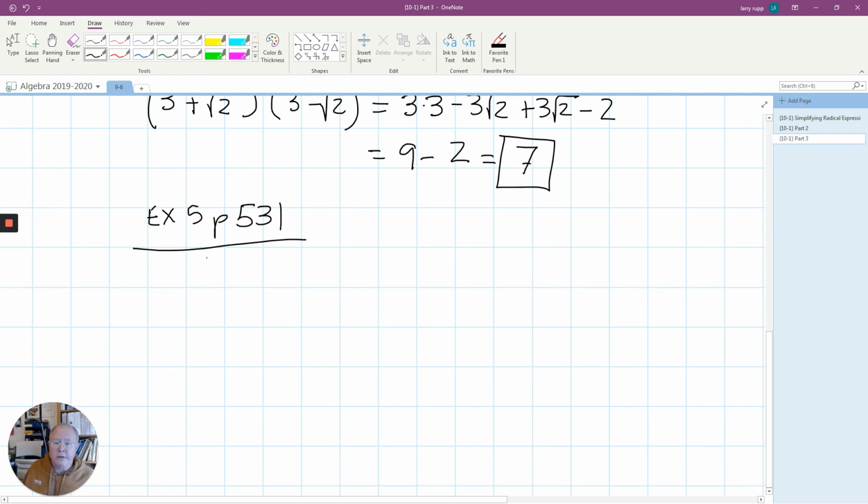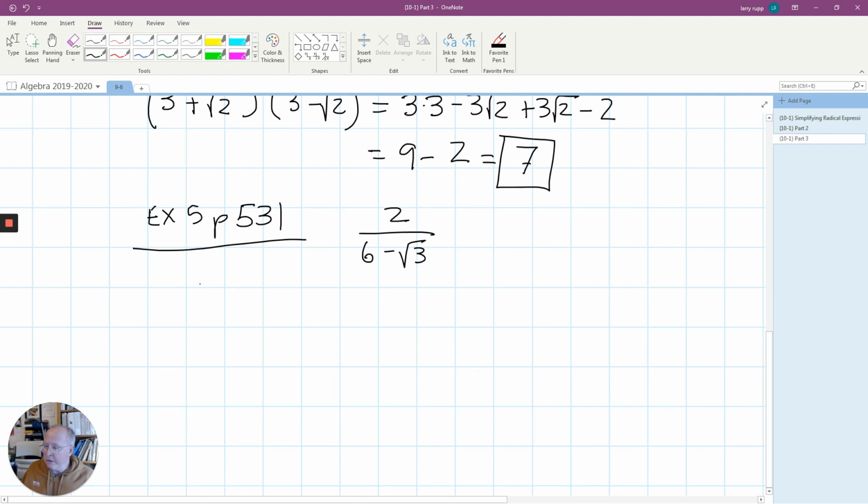Okay, we're going to do example 5 on page 531. And that says simplify this guy: 2 over 6 minus the square root of 3. Now obviously we have a radical in the denominator. We need to get that out. But if you simply multiply top and bottom by the square root of 3, yes, you'll clear out this radical 3, but then you'll add a radical 3 onto the 6. So you haven't improved your situation at all. That's why you need to use conjugates, okay?